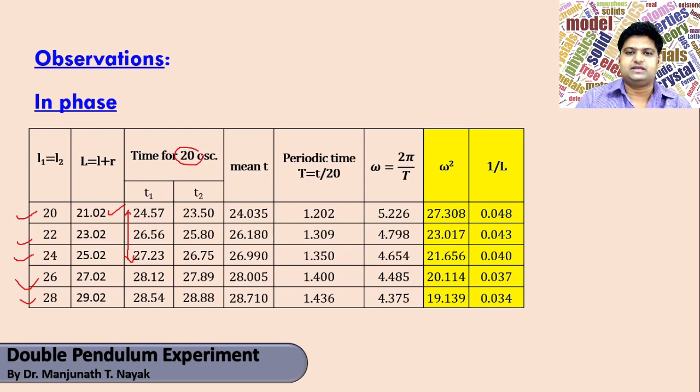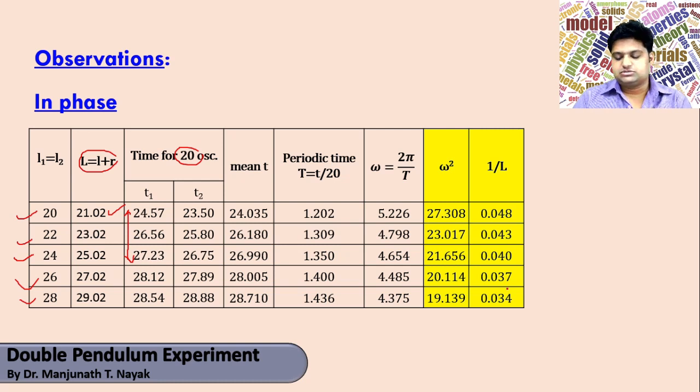So we get a periodic time from that. The angular frequency you can get by 2 pi upon T. Take 2 pi and divide it by the T value that we have got here. Very simple. Then square it up, you get omega square, and then find the inverse of the length that you have found here. Just find 1 upon L, and these 2 values are the ones which you are going to use to plot the graph.